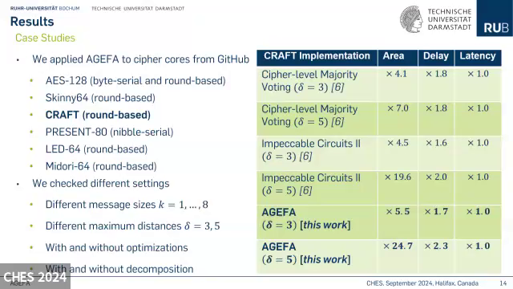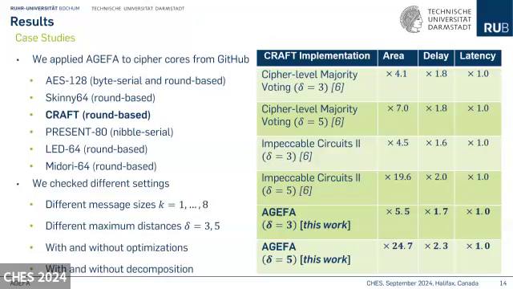In the same table, can you explain the distance 3 for the 3 different cases just one more time? I'm getting confused as to what is the difference between them. Why do we have different minimum distances? You had minimum distance for the cipher with majority voting, with Impeccable Circuits 2, and with AEFA. So what are the main differences between those 3 classes? Okay.